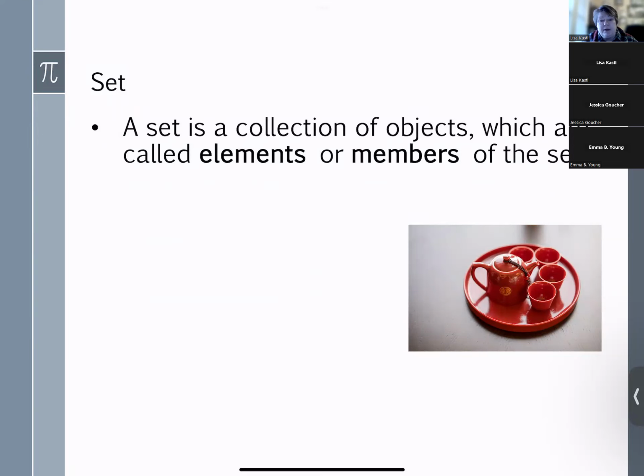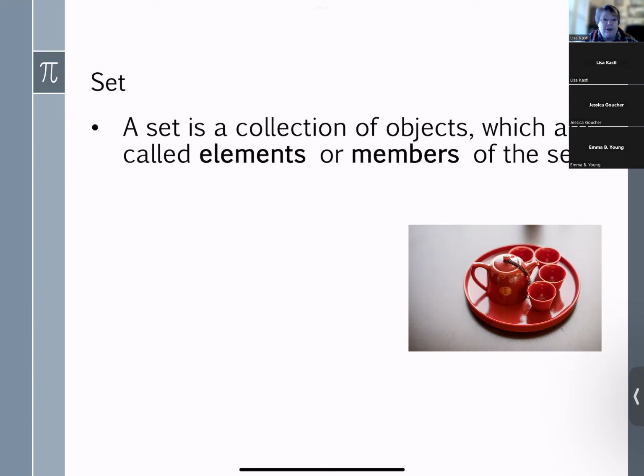So we have a picture there, and that is a tea set. That tea set consists of objects, and those objects are the elements in that set. So what are the elements? Well, there's a tray, there's a teapot, and there are 4 teacups. So that set, descriptively, its elements are a tray, a teapot, and 4 teacups. Okay, so that's what a set is.